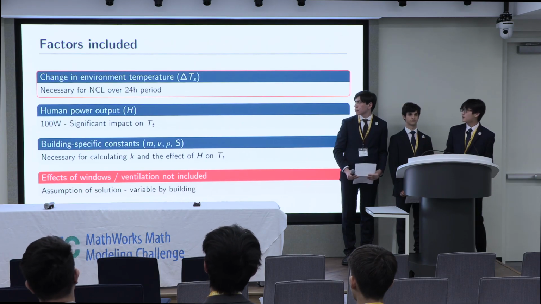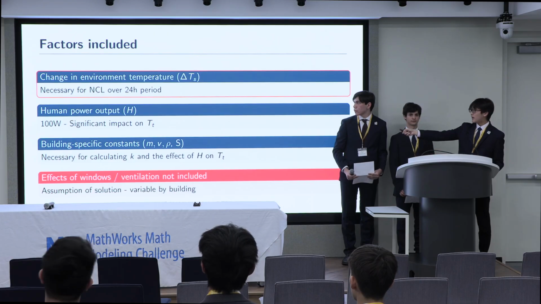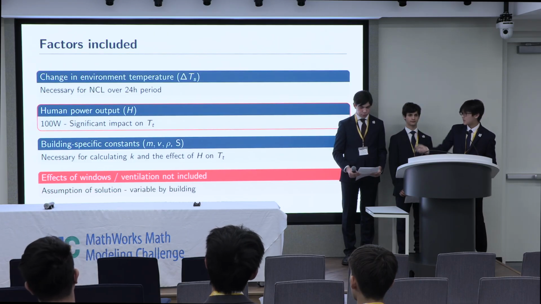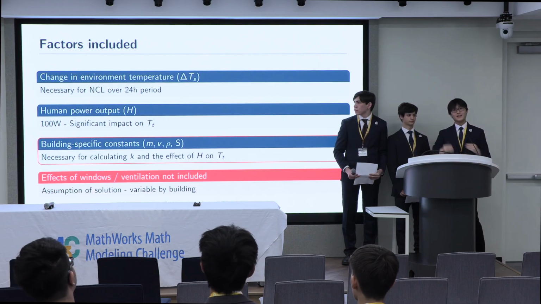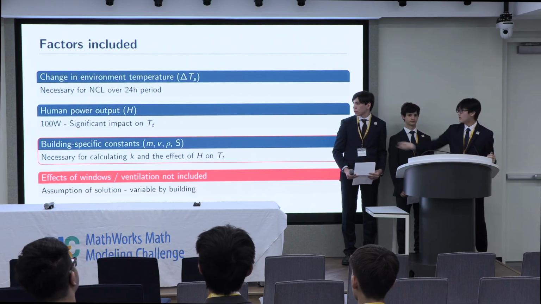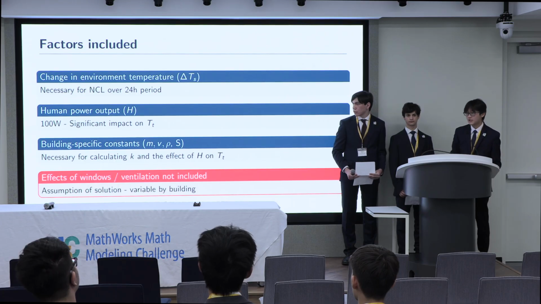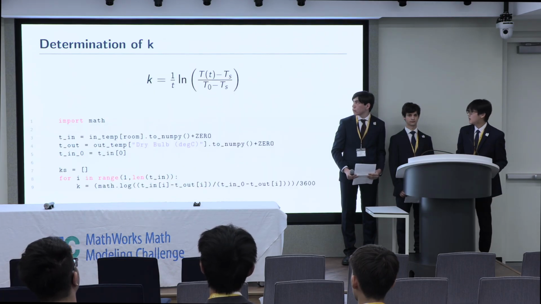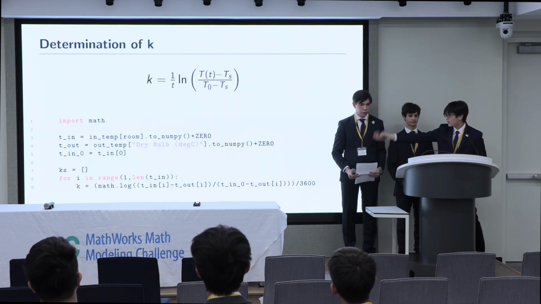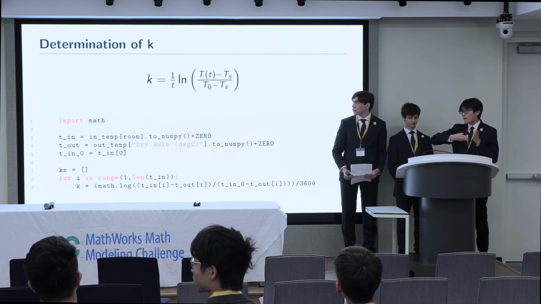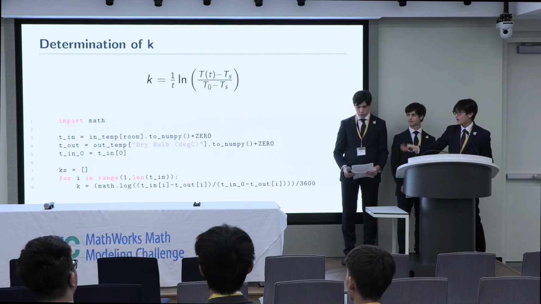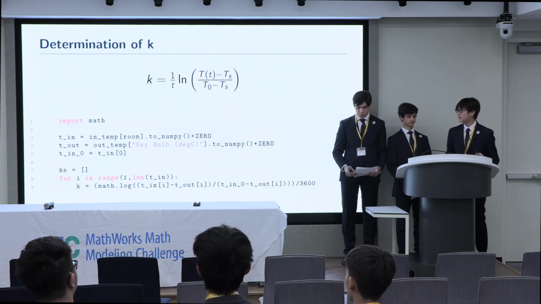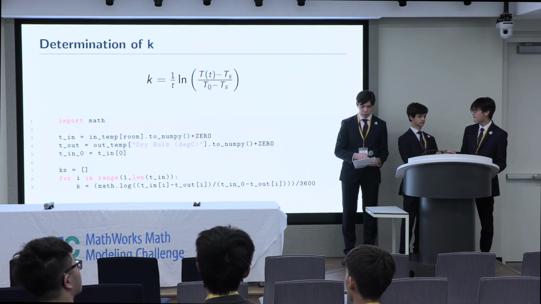So the factors we included were the change in environment temperature, the human power output registered to be 100 watts as per literature review, as well as building-specific constants, specifically affecting K by volume and surface area. We did not account for effects of windows and ventilation, as this was not given in the M3 dataset. To determine K, we basically split the data from a dataset into hour-by-hour levels and just rearrange Newton's cooling law in order to get a value for K. We averaged this across different rooms to get a reasonable approximation.